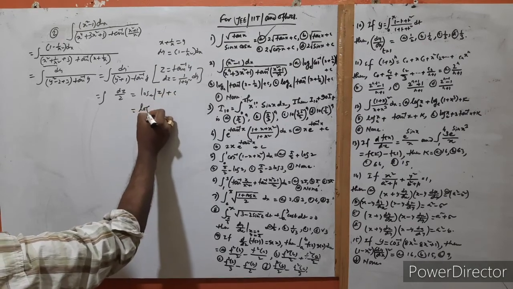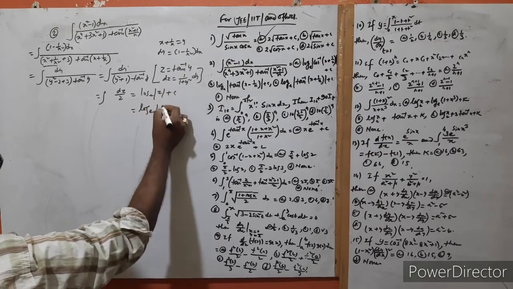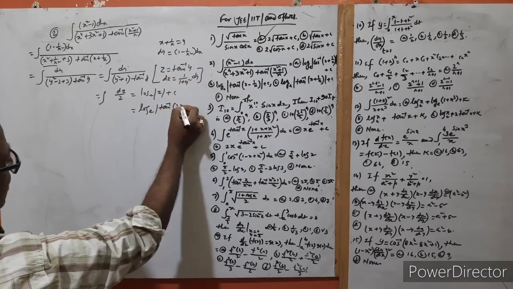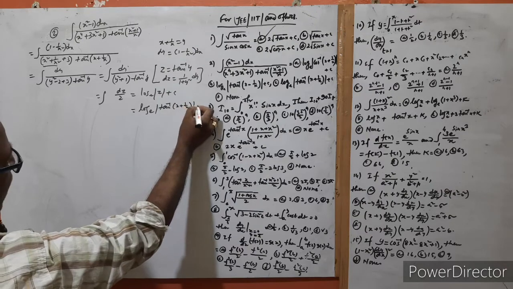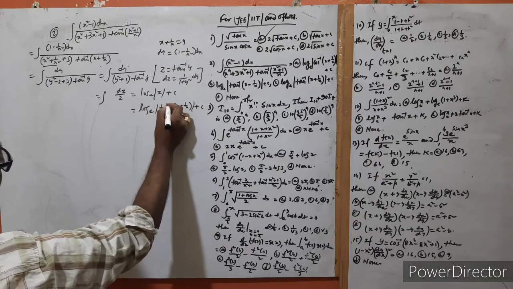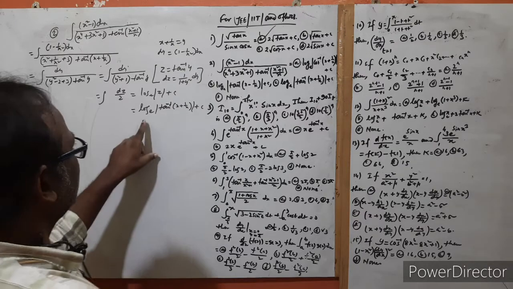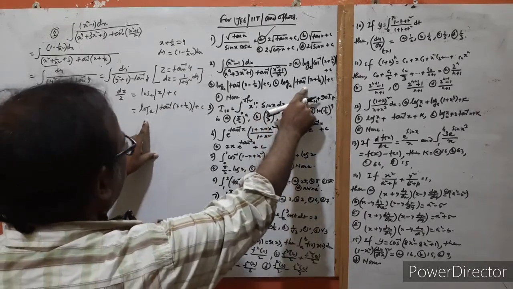Now look here: log z, and z is tan inverse y, and y is x plus 1 by x, plus c. So this is tan inverse. Now see which option it is: log of tan inverse of x plus 1 by x, plus c.